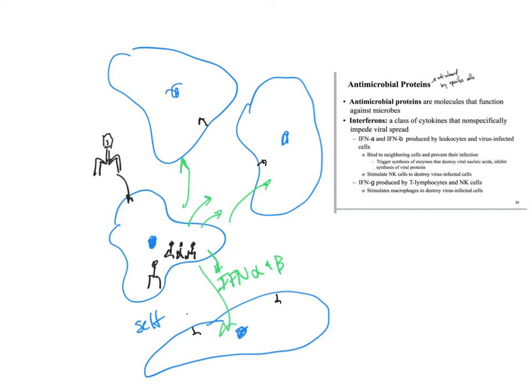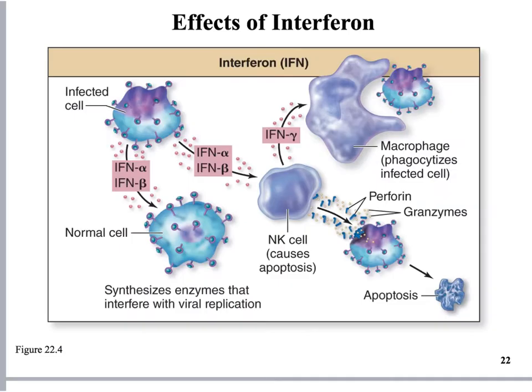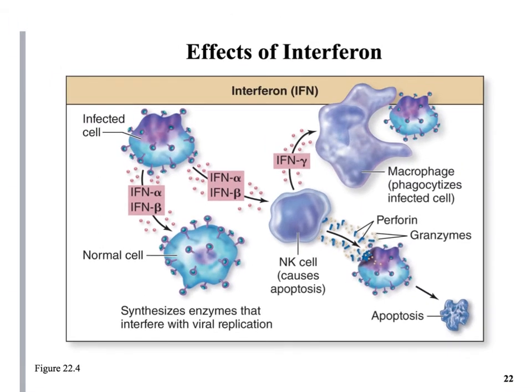Okay, and then it also stimulates natural killer cells to come by and kill this cell so that the virus can't be propagated from one place to another. These cells, it stops. All right, so this is kind of what it looks like, the effects of interferon.